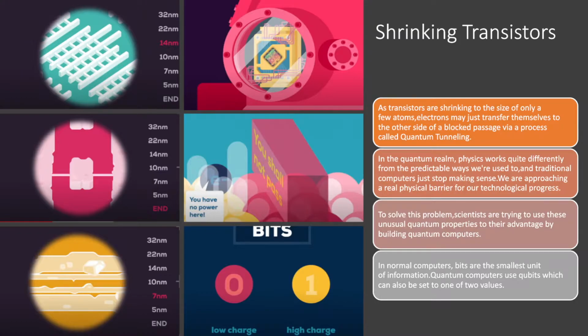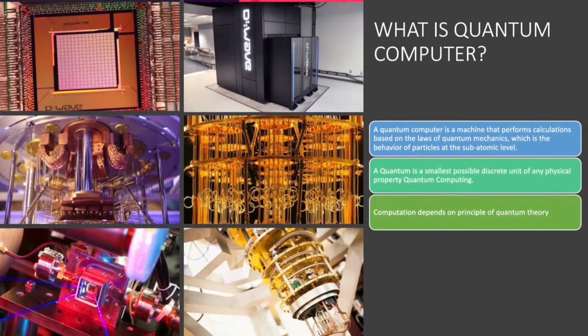To tackle this difficulty, scientists are developing quantum computers that can take advantage of this peculiar quantum feature. Bits are the smallest unit of information in conventional computers. Qubits, which may be adjusted to one of the two values, are used in quantum computers. So, now, what is a quantum computer?